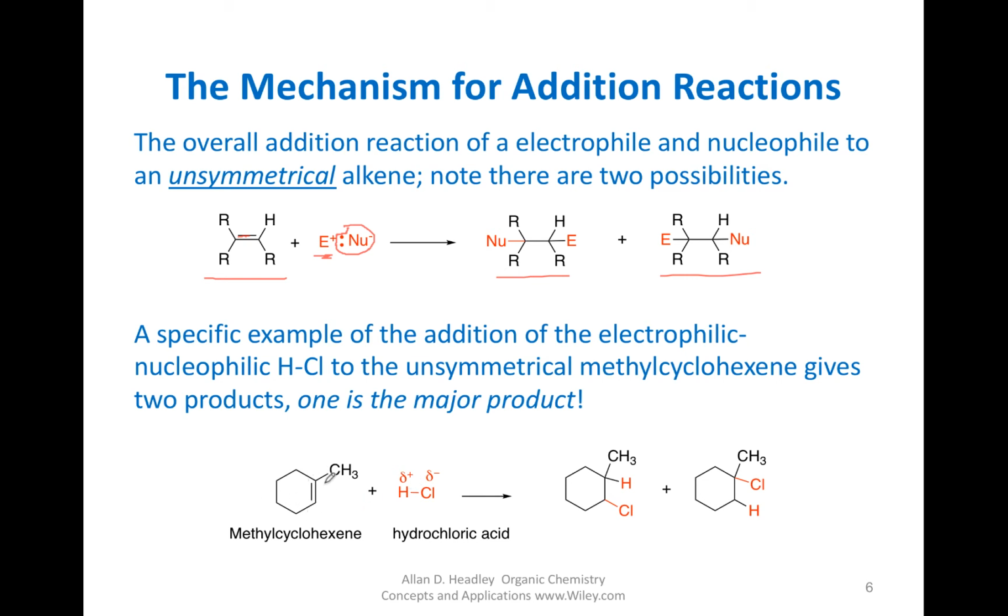This alkene is non-symmetrical because this half here is different from the bottom half. In other words, the groups that are bonded to this carbon are different from the groups bonded to that carbon. So this is our HCl. Here is our electrophilic portion, H plus. Here is our nucleophilic portion, Cl minus. So the H plus can add here to give the carbocation, and the Cl will add to the other carbon.